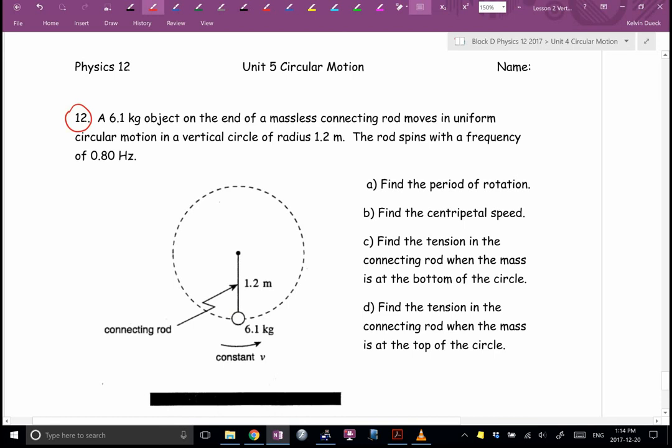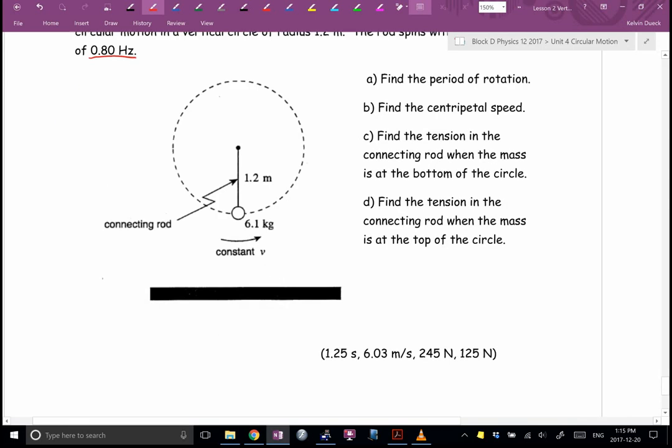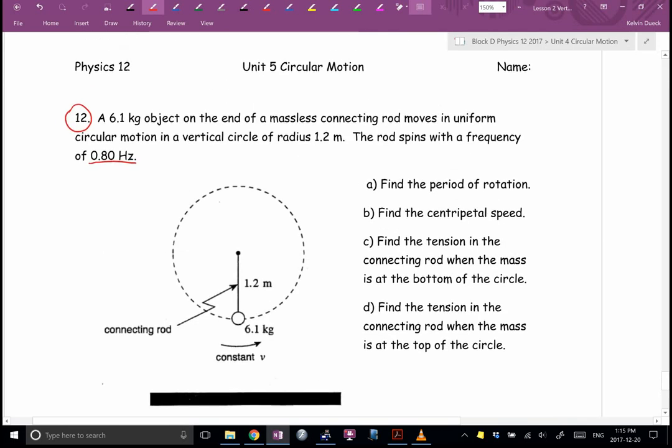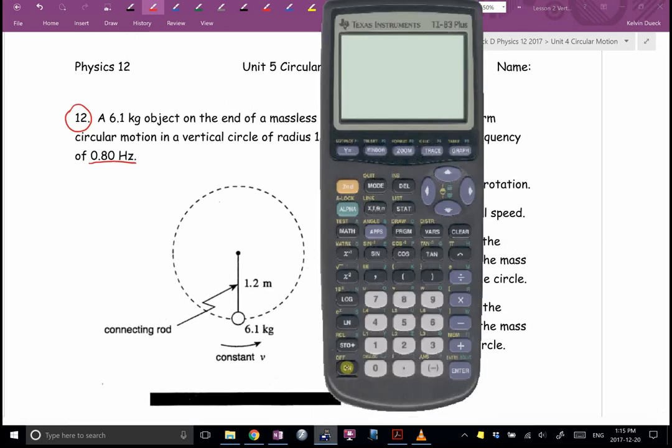12 is good. Number 12, I didn't give you the speed. I didn't give you the period. I gave you the frequency. The period is whatever 1 over that is. And so in that one, you're not going to use mv squared over r. You're going to use m 4 pi squared r over t squared, the one that has the period in it. It's 1 over the frequency. That's what it says on your formula sheet. So the period is going to be 1 divided by 0.8. 1.25 seconds is the same as a frequency of 0.8 hertz.